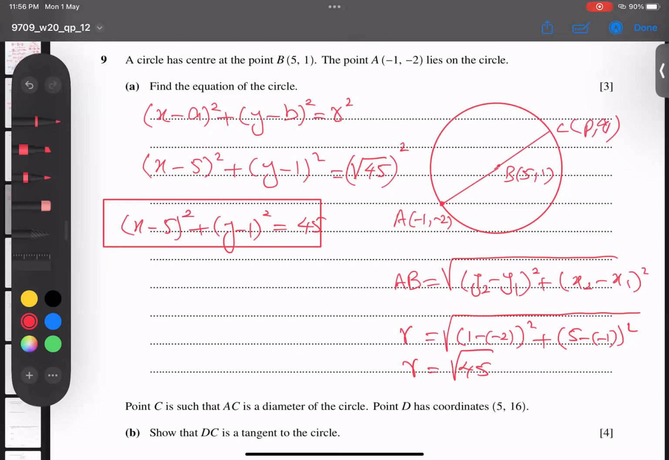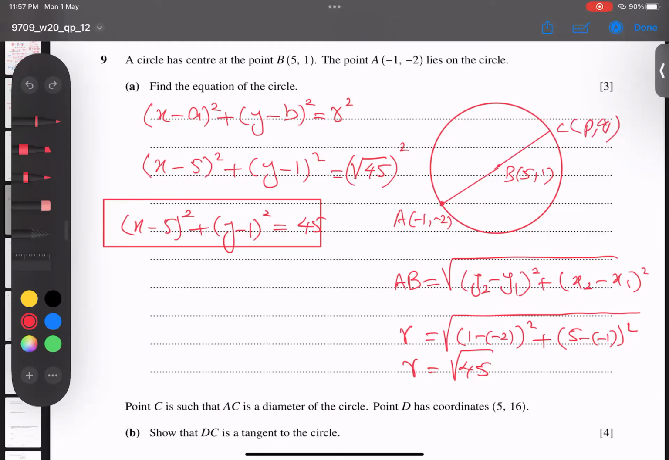And he said that C is given such that... wait a minute, and D has given 1 point. Okay, D is also given. Okay, this extra part. So D is a tangent. So first of all, AC is a diameter. It means this is a diameter. You can see here, it is a diameter.